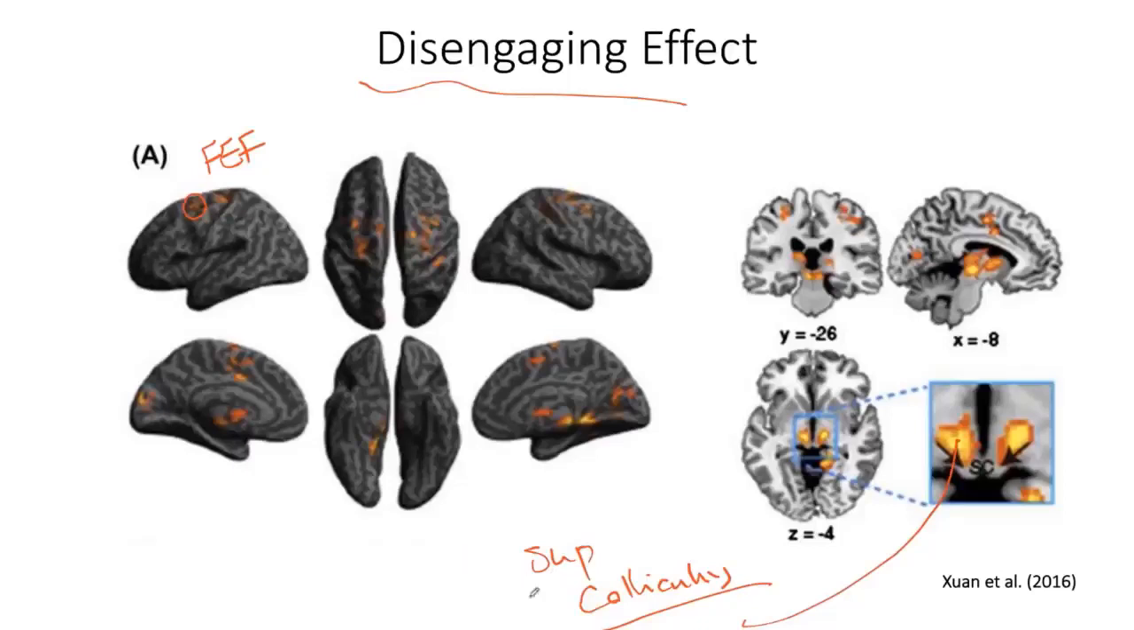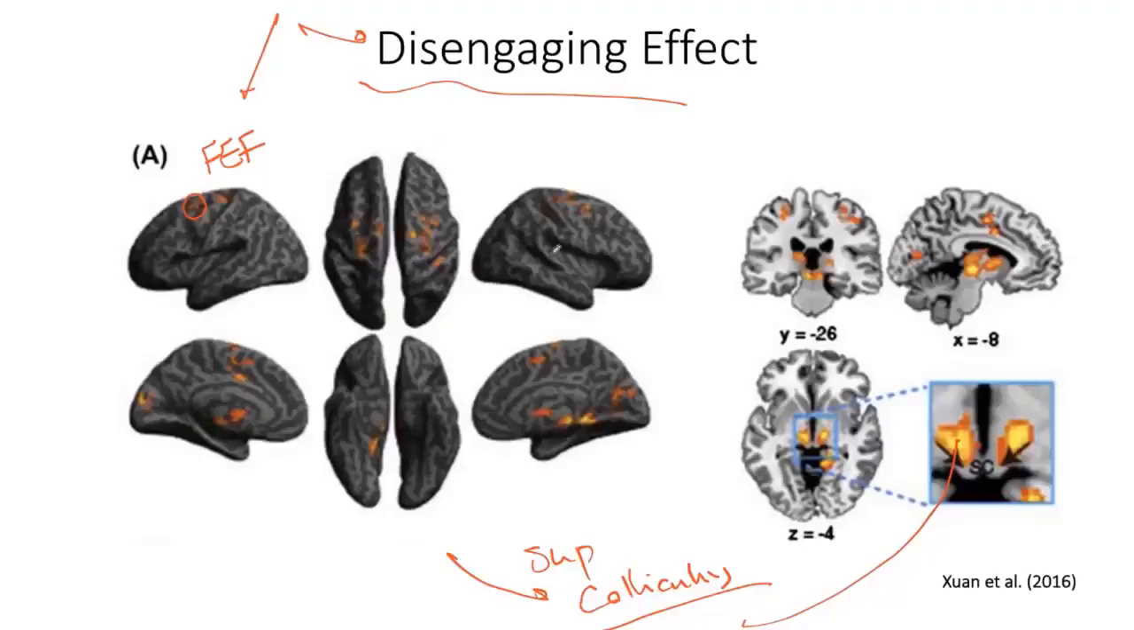But all of a sudden, you have the stimuli on the other side. You need to actively change the direction of your eyes and bring them to the other side. That change in the eye direction means that you need to have activation in the superior colliculus and frontal eye field. Does it make sense? That is the reason that we have activations in these areas in the disengaging effect.